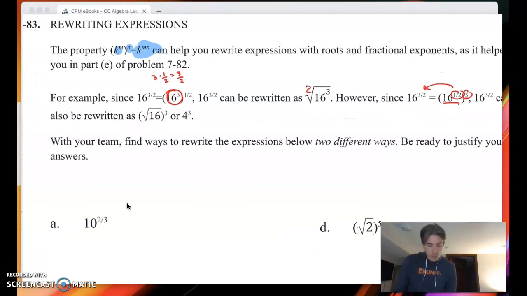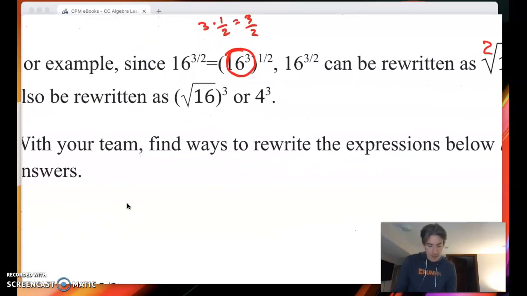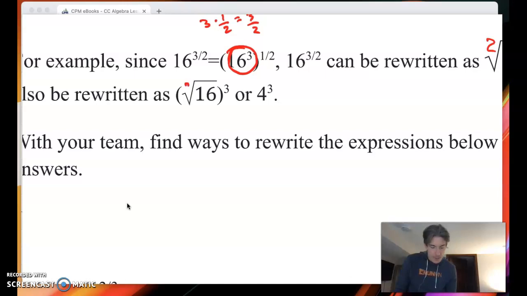And then finally, here's one more. We've got 16 to the 3/2 power. We can rewrite that as the square root of 16 to the third. And this is super convenient because look at how nicely this works out. The square root of 16 is a known value. That's 4. I could also rewrite that as 4 to the third power. So there's just another way to do some thinking about some things.